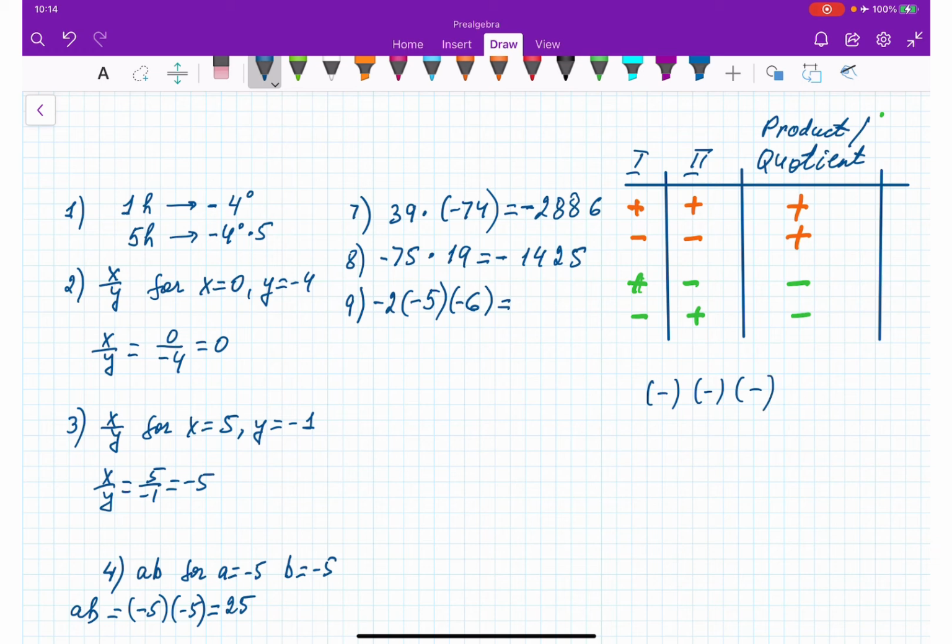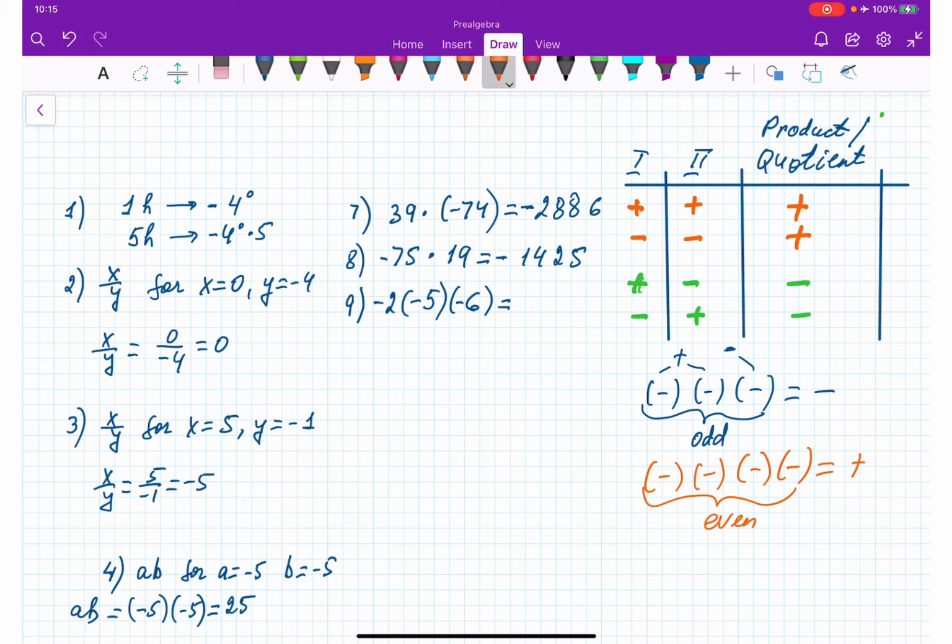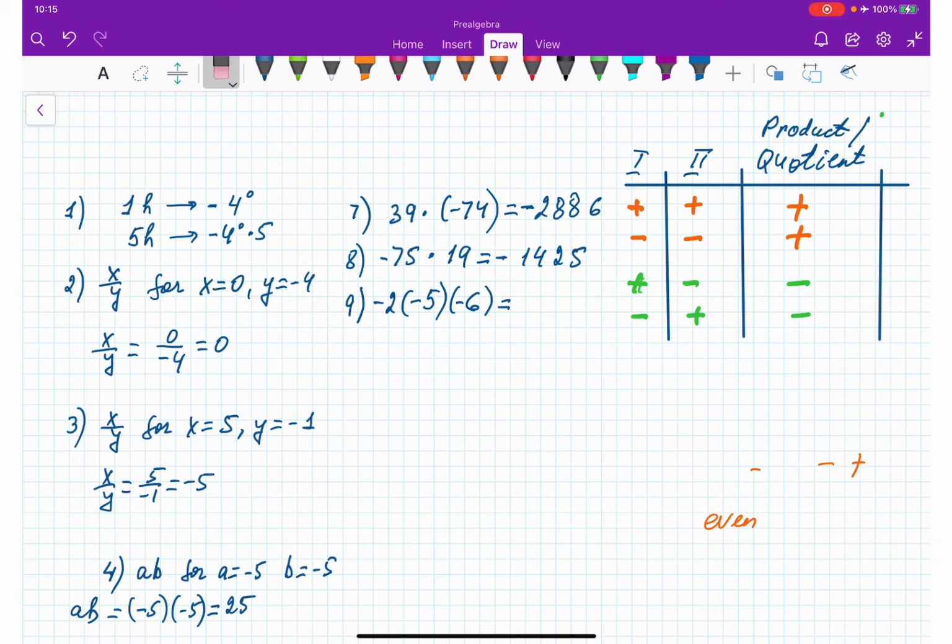Here is an interesting thing. Every time you have multiplication or division, as a matter of fact, of an odd amount of negative terms, the result is going to be negative. Why is that? Look, negative times negative is positive, and with this negative, positive times negative is going to give negative, right? But if you have an even amount of negative terms, be it multiplication or division, the result is always going to be positive, because positive, positive, positive, and the result is positive. Okay? So in this case, we have an odd amount of negative terms, and the result is going to be negative. The only thing left is to multiply: 2 times 5 is 10, 10 times 6 is 60.